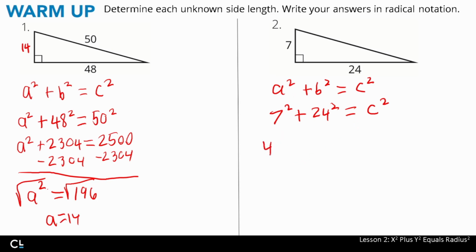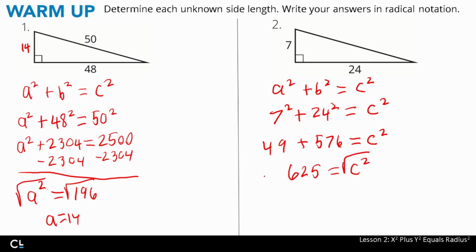So 7 squared is going to give me 49 plus 24 squared. I got to go to my calculator for this one. Shout out Desmos once again. So 24 squared gives me 576. We get 49 plus 576 equals c squared. Got to add our 49 plus 576, and that's going to give me 625. Oops, 625 equals c squared.